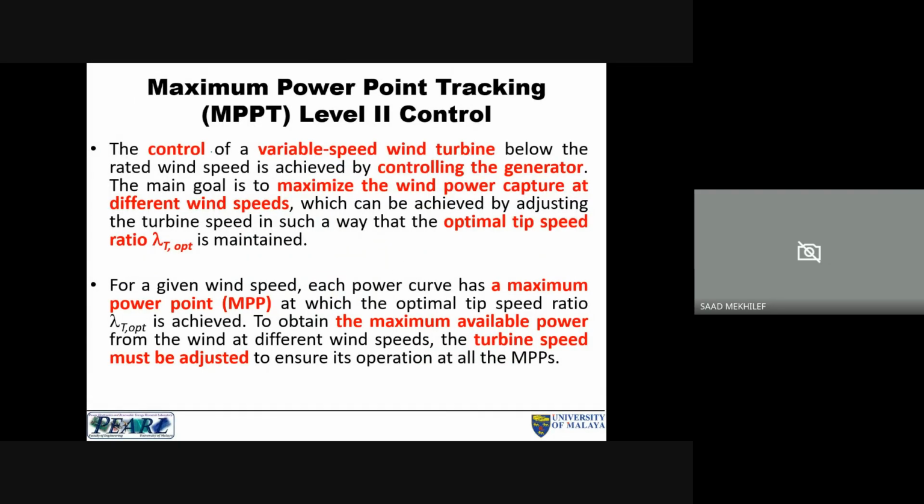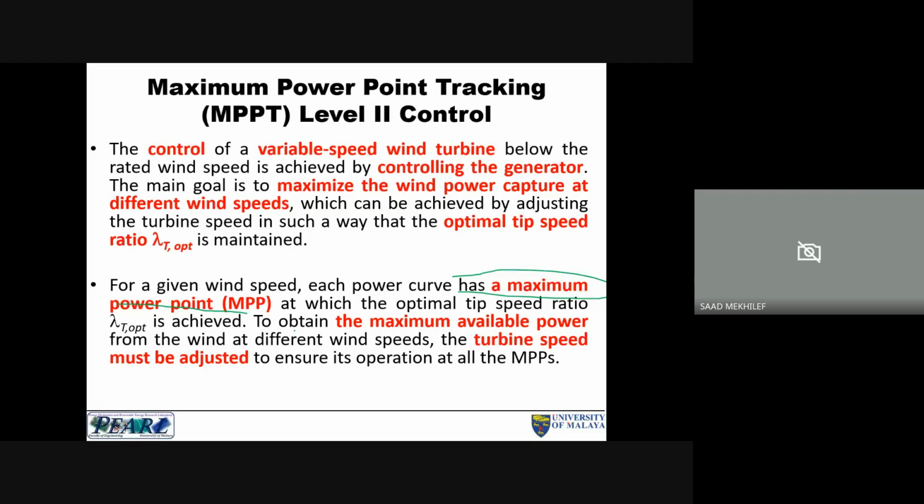So the control of the variable speed wind turbines, when rated wind speed is achieved, is done by controlling the generators and capturing maximum wind power at different wind speeds. There is an optimal tip speed ratio, which can be achieved by tracking the power. For a given wind speed, each power curve has a maximum power point, MPP, at which the optimal tip speed ratio is achieved. So we need to find this point.